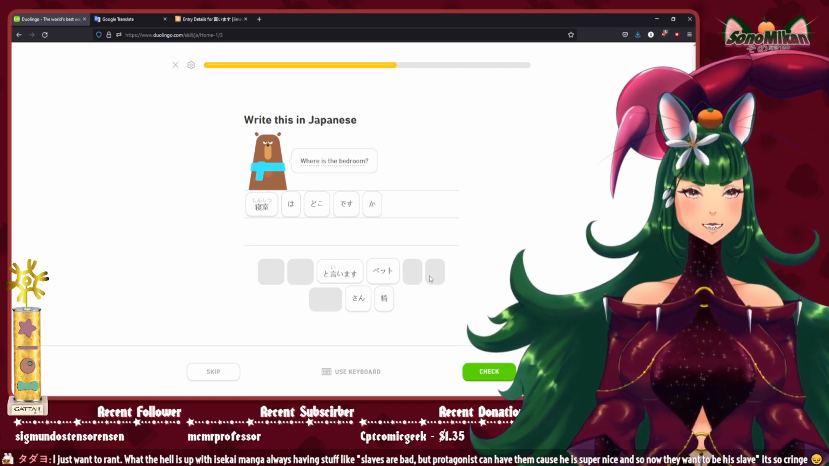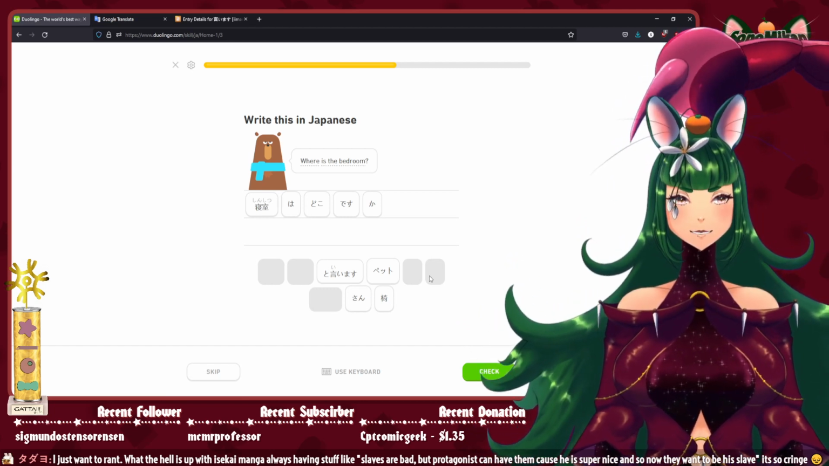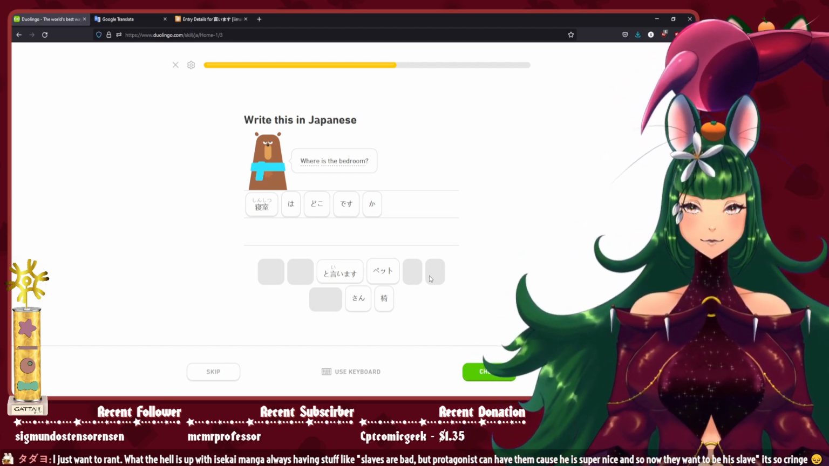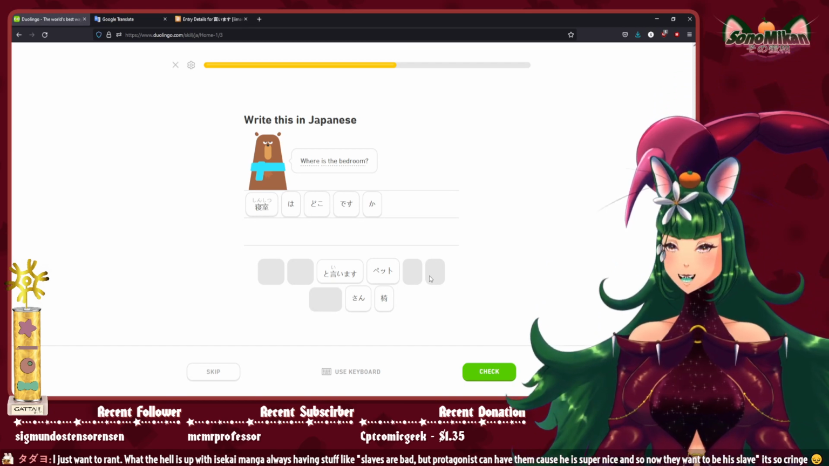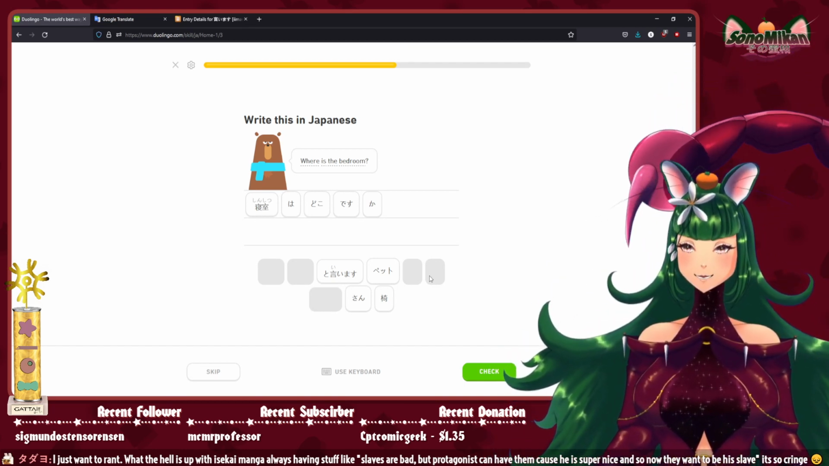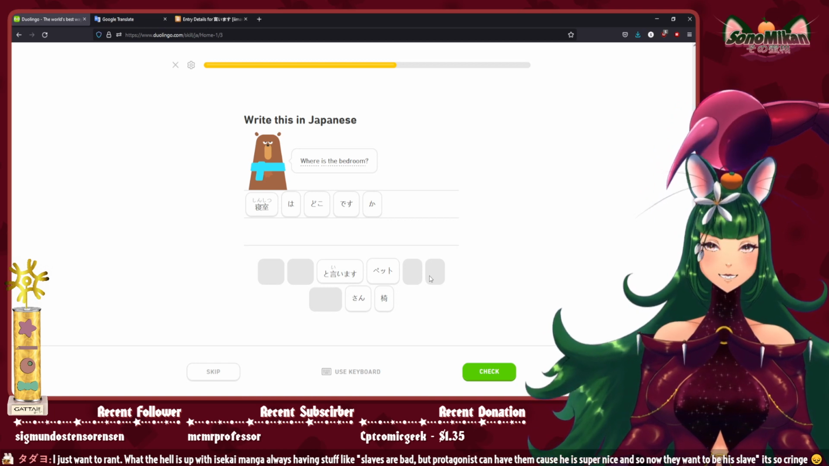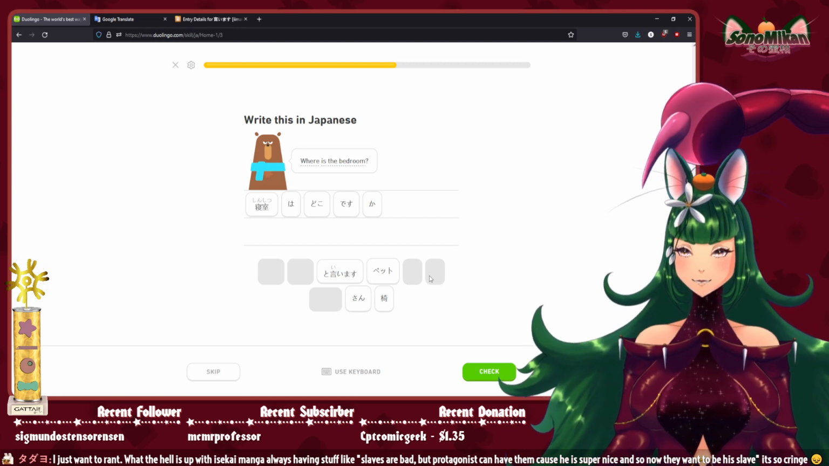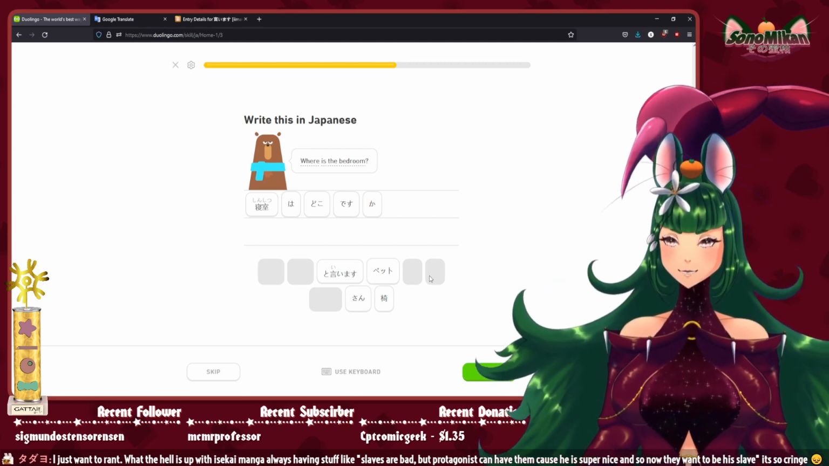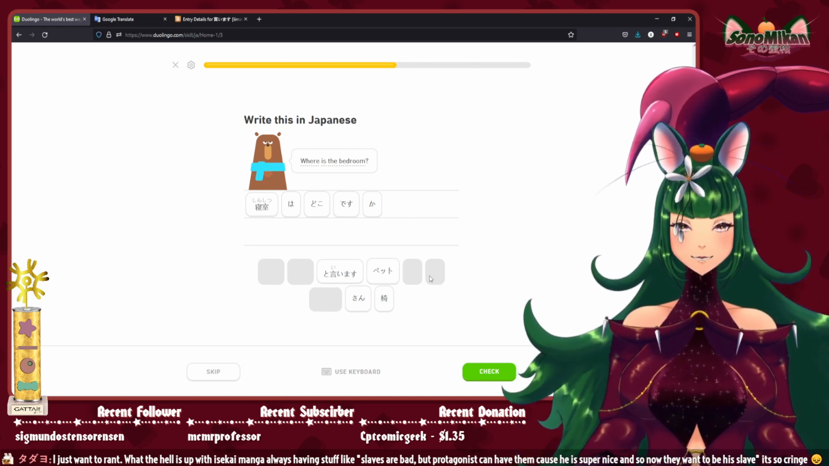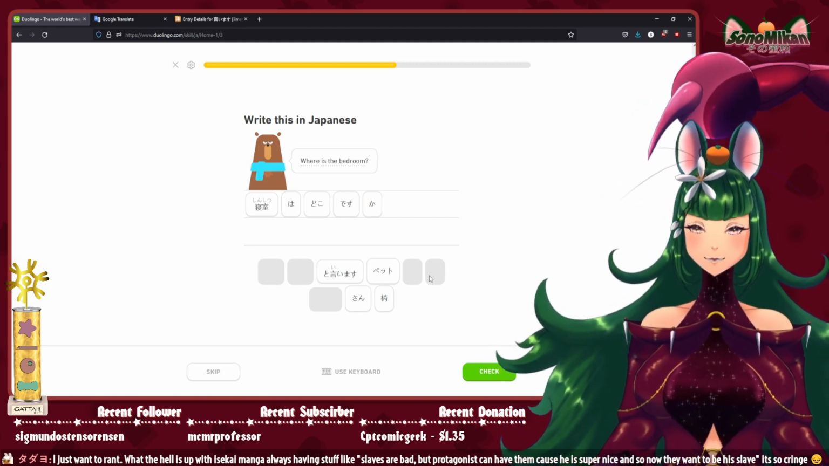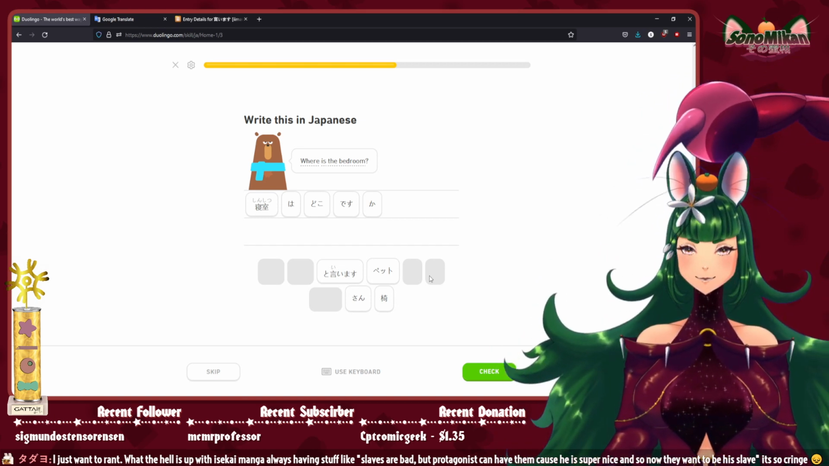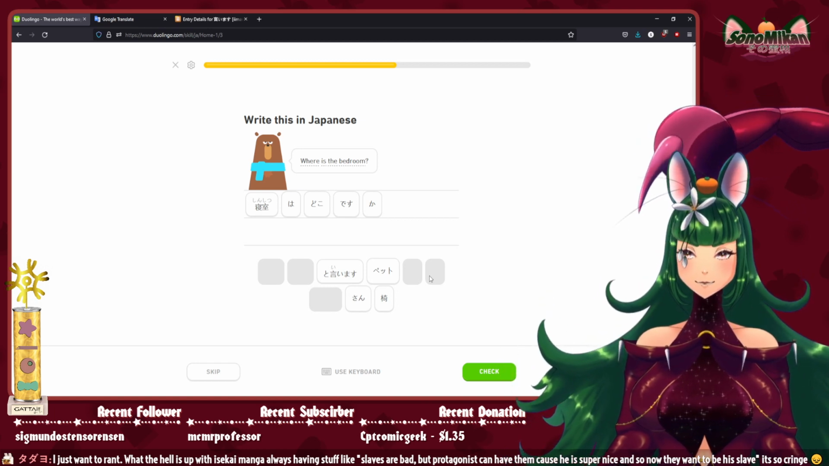What the hell is up with isekai manga always having stuff like slaves are bad, but the protagonist can have them because he's super nice, so now they want to be... That is cringe every time. This is my hill that I'll die on, that isekai needs to stop being a harem genre and needs to go back to being a shoujo adventure genre. In the 90s, isekai was a shoujo adventure drama, but now it is a harem genre, and the harem is a pretty cringe genre in general.